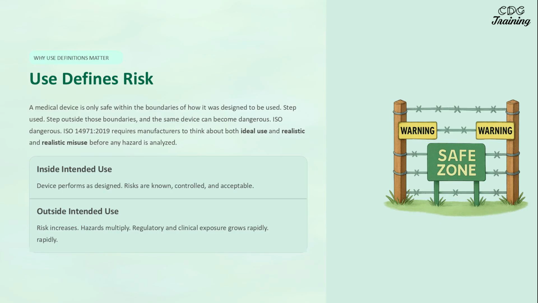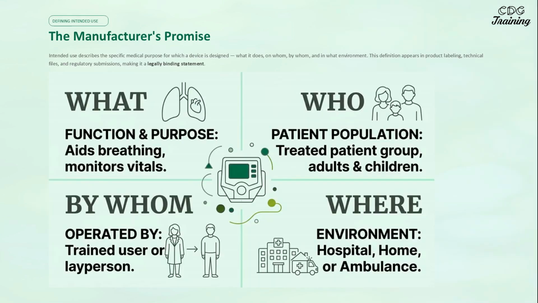ISO 14971-2019 mandates understanding both ideal and realistic misuse scenarios to ensure safety. Intended use describes the specific medical purpose of a device, detailing what it does, who uses it, and where. This information is crucial for labeling and regulatory submissions, forming a legally binding statement.